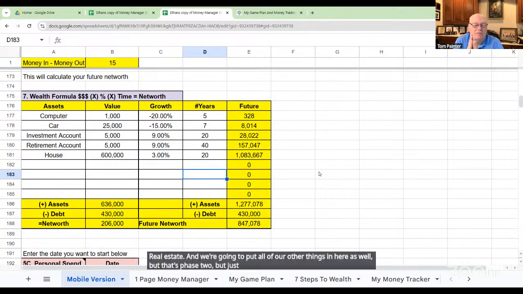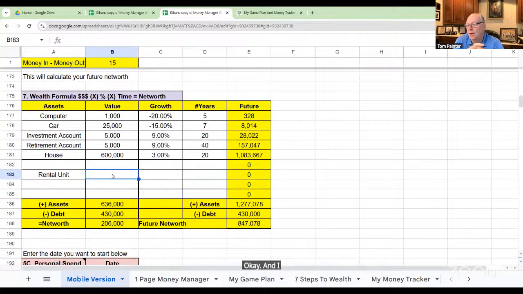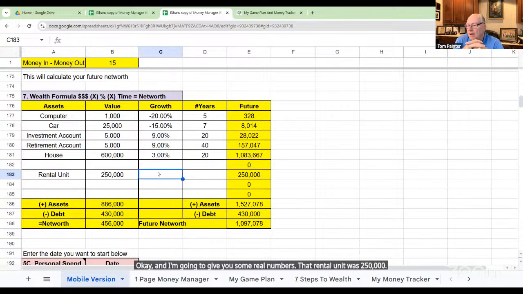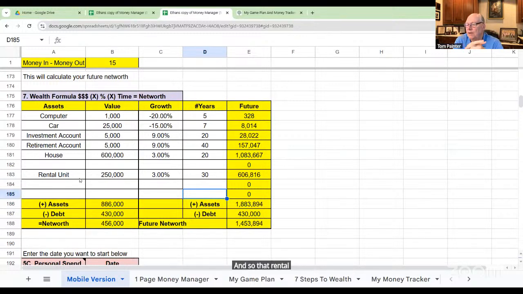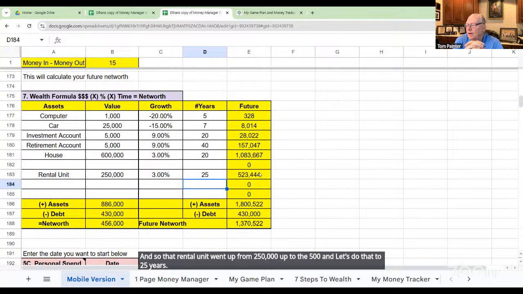But just so you can see how I did stuff, Ethan, we're going to take it out, but on line 183, let's put our rental unit. Okay, and I'm going to give you some real numbers. That rental unit was 250,000, and it was going up at 3%, and we held it for 30 years. So that rental unit went up from 250,000 up to 500. Let's do that to 25 years. There you go. That's the number right there.